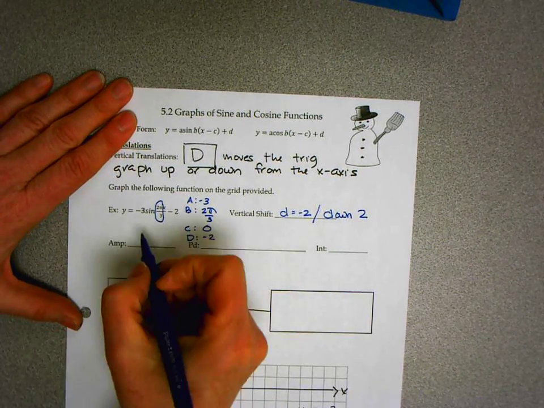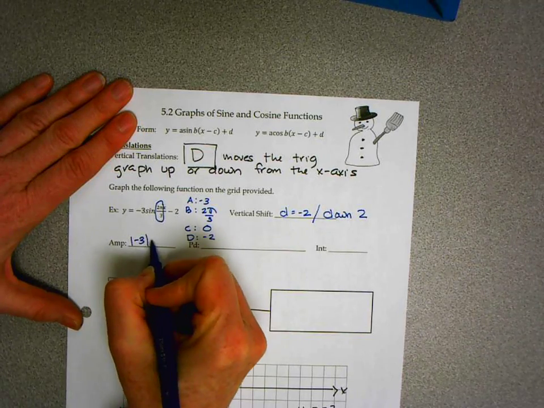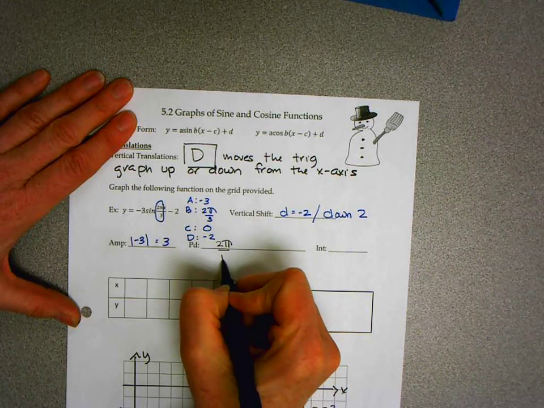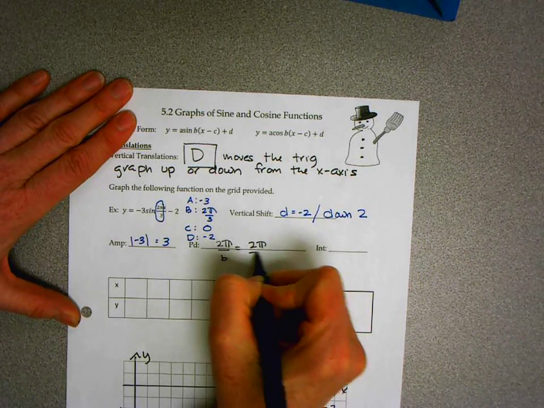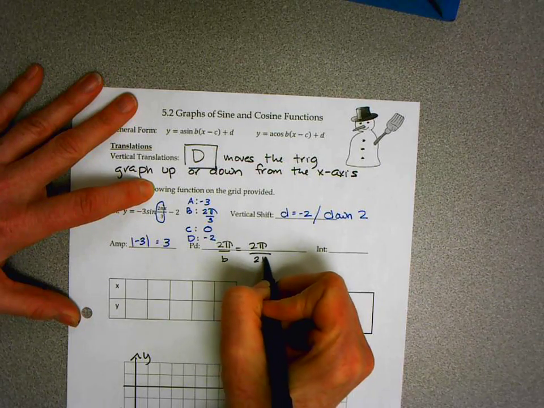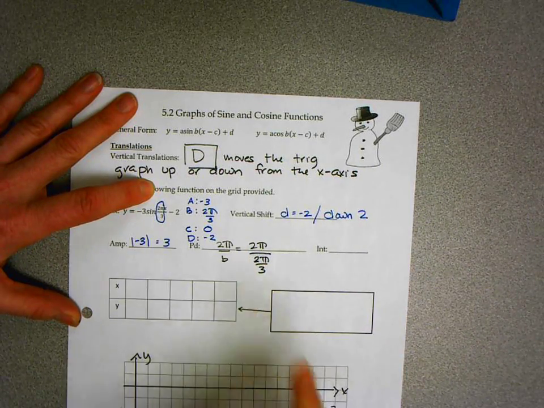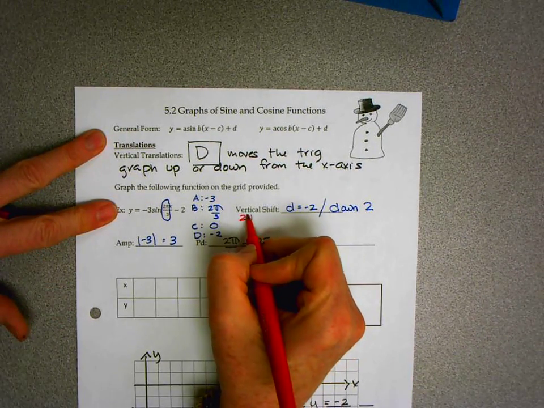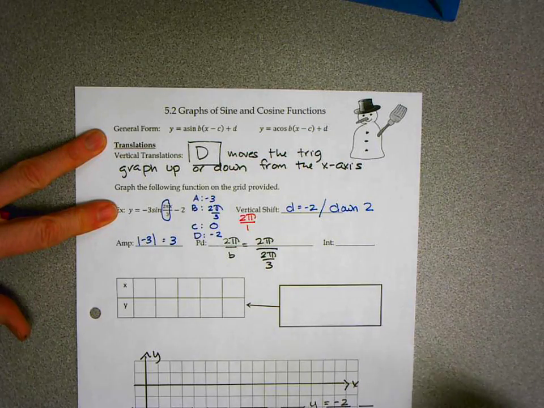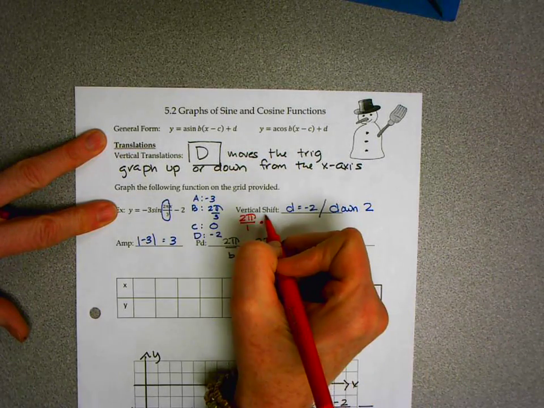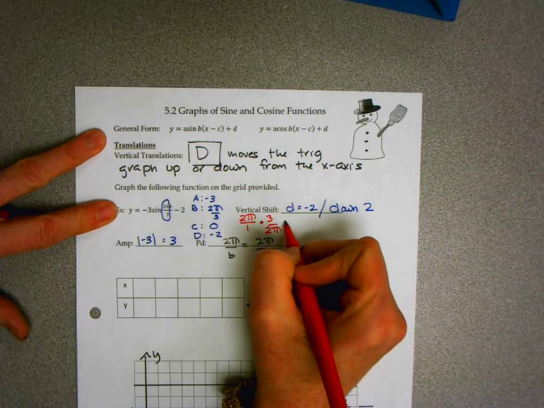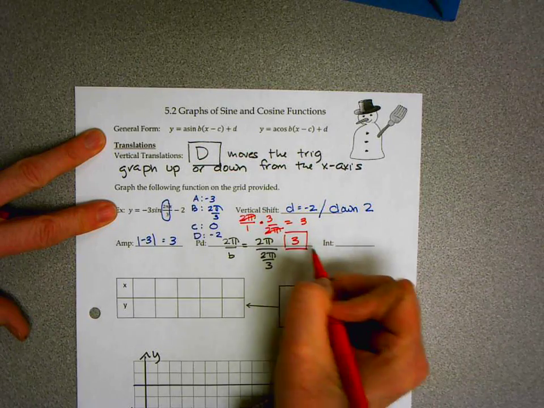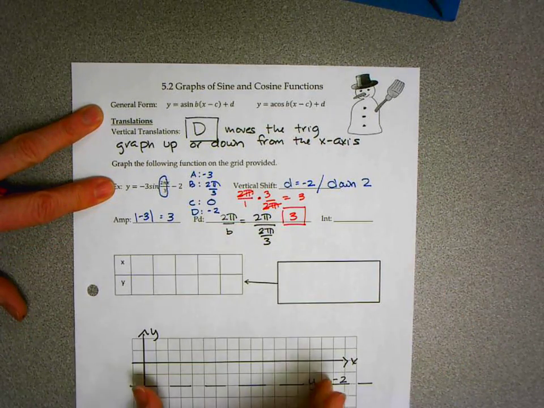So amplitude is the absolute value of A, which is 3. The period is 2 pi over B, which equals 2 pi divided by my B value, 2 pi over 3. So I have 2 pi divided by a fraction, so I have to do a little scratch work. We take 2 pi, put it over 1, that's the numerator. We multiply it by the flip of the denominator. And when we do that, those cancel and we get a period of 3, which means the length of one full cycle will be 3 units.